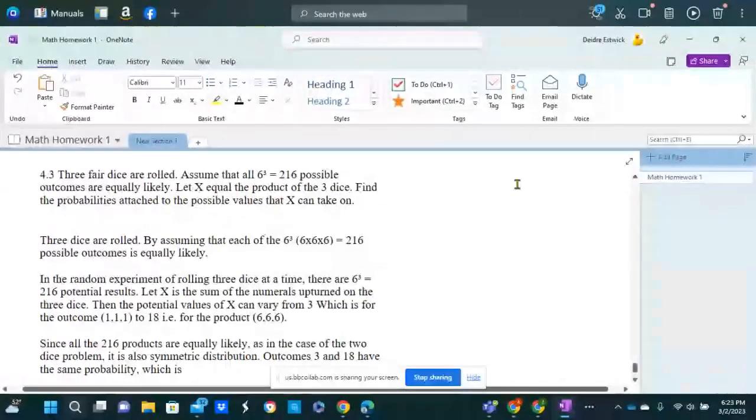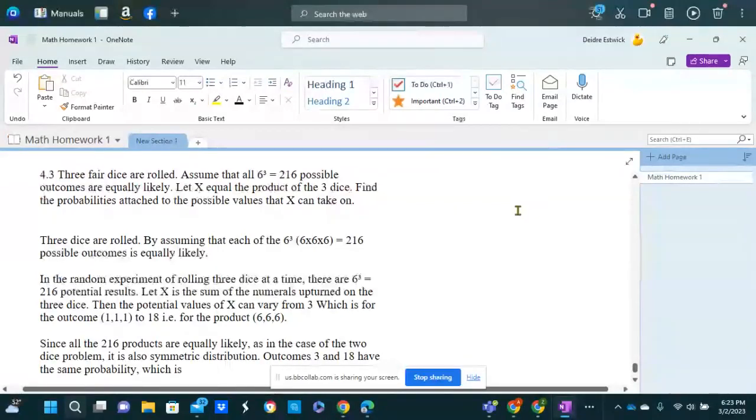I'm going next. Okay, I'm doing 4.3. So it says 3 fair dice are rolled. Assume that all 6 to the power 3, equal 216, possible outcomes are equally likely. Let x equal the product of the 3 dice. Find the probabilities attached to the possible values that x can take on.